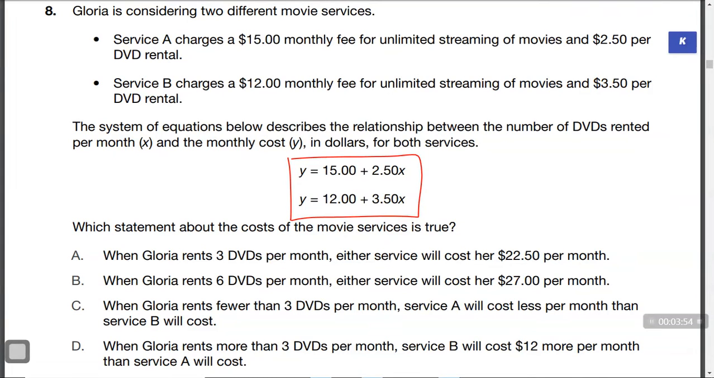They're not asking you to write it in this case. They gave it to you because they want you to interpret the solution rather than focus on writing the equation itself. Which statement about the cost of the movie services is true? And they give us 4 options here.